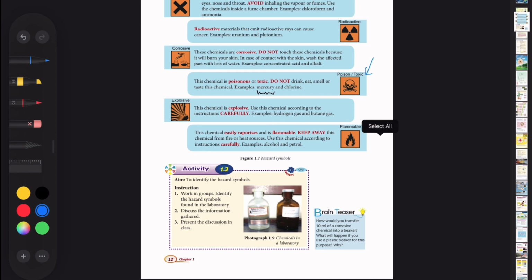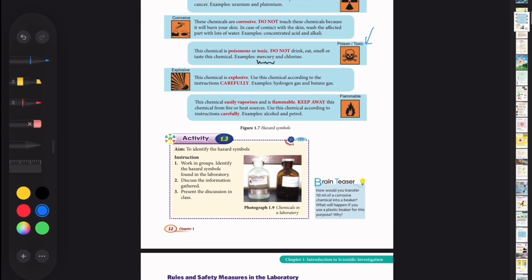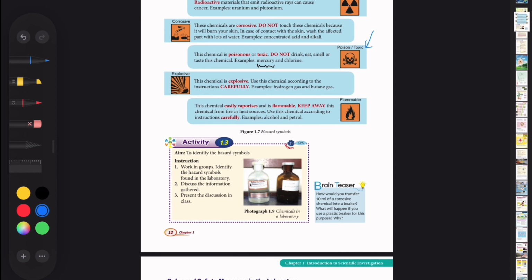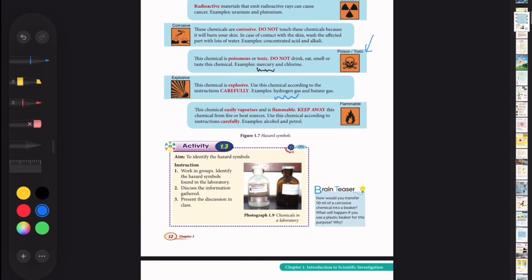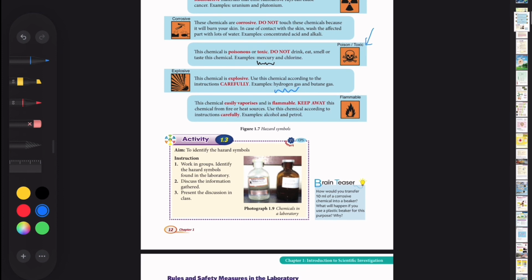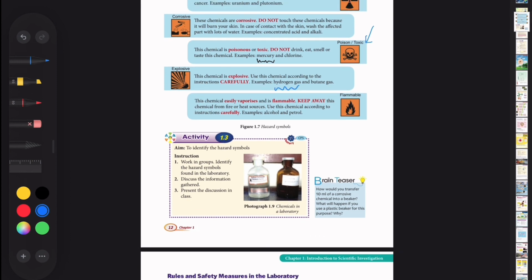Usually it exists in thermometers, followed by explosive. This chemical, once it gets in contact with fire, will just explode. Examples are hydrogen gas and butane gas. Some, like hydrogen gas, for example, this particular gas doesn't actually need fire to explode. The moment it's released into the air, it will react with the oxygen in the air and cause an explosion. And then followed by flammable. This stuff will catch on fire very quickly, and it won't explode, but it will burn. It will cause fire to occur.